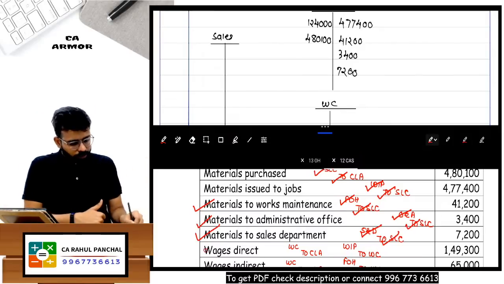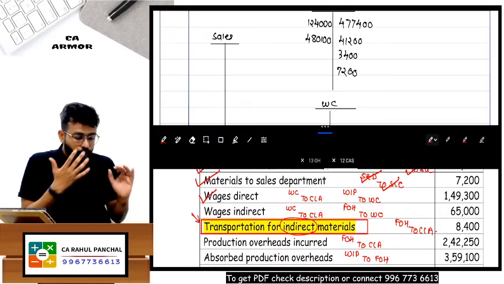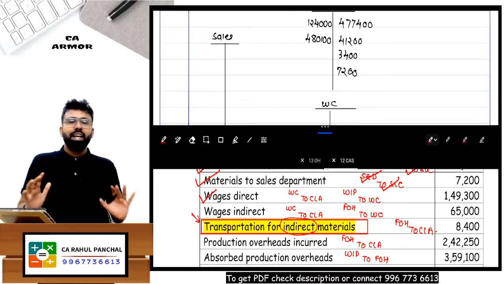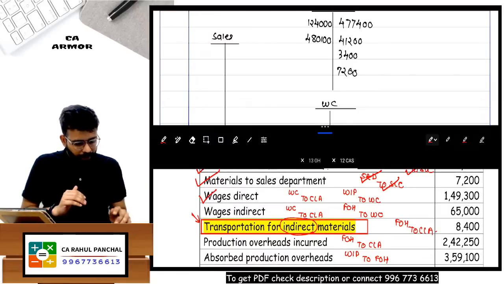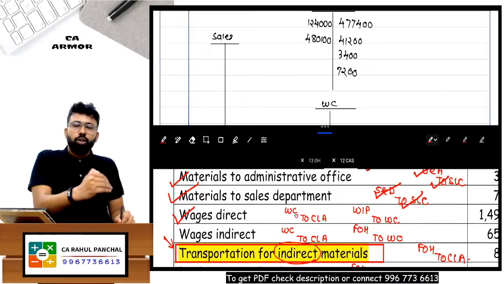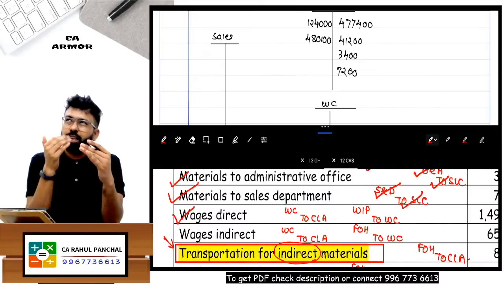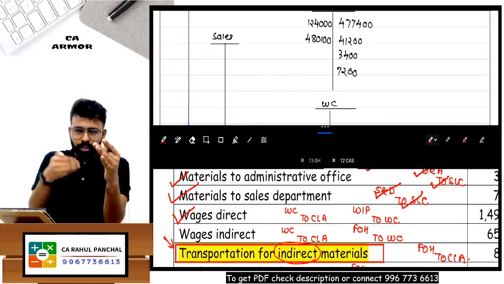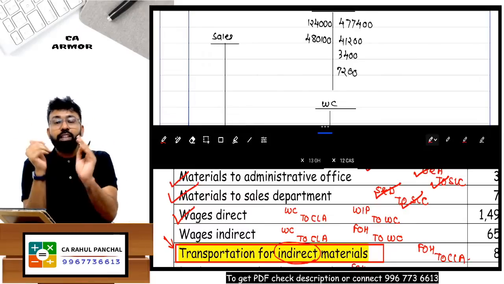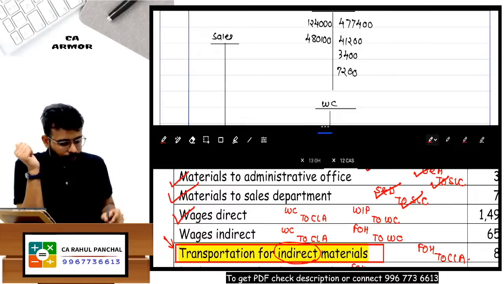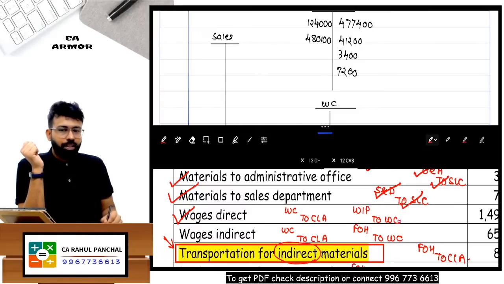Now let us go to this. When I talk about wages, sir, first payment entry and then transfer entry. First payment. So, sir, when you make the payment, wage control account will be debited to CLA, wages paid. Cash bank is not there, so to CLA. And this is direct wages, it should be transferred to WIP account. Therefore WIP account debit to wage control, it will be transferred there.